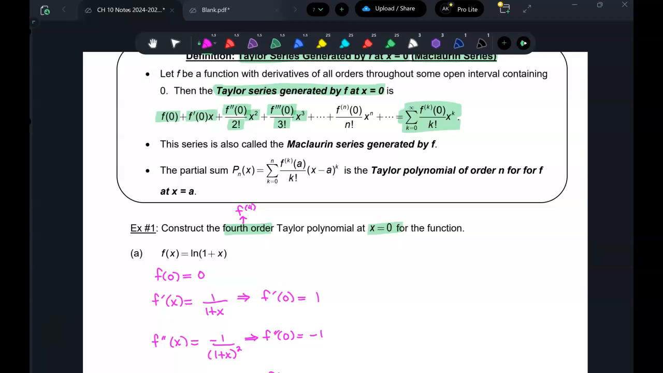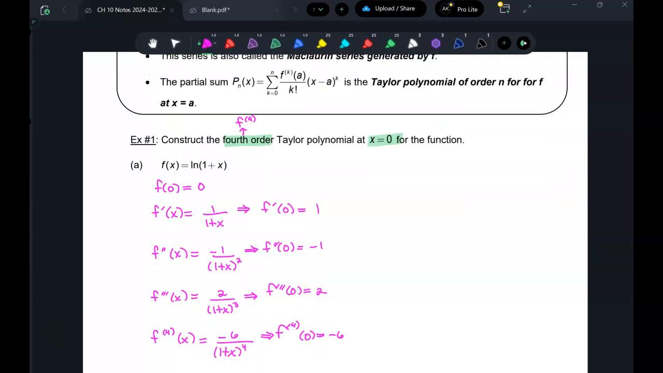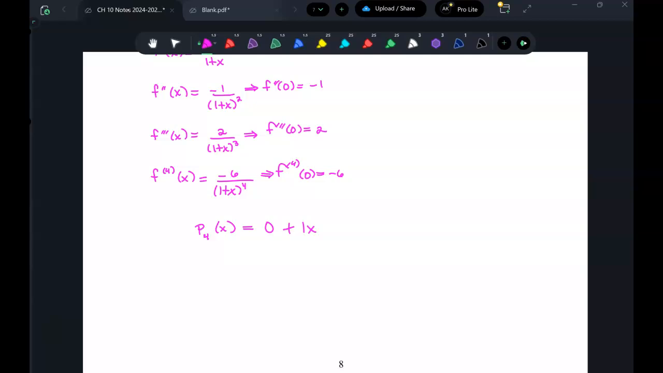0 factorial is 1. Is there a reason why 0 factorial is 1? If you think back to where factorials come from, permutations: how many ways can you organize 0 things? One way. Okay, negative 1 over 2 factorial.